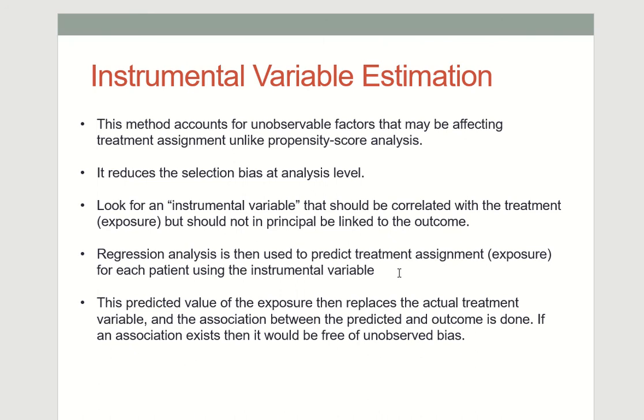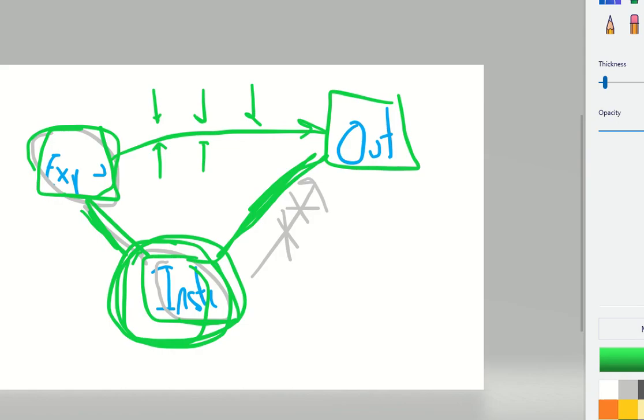Then the predicted value. So what we're going to do is use this instrumental variable to predict if a person is exposed or not. You use the predicted value of the exposure, then replace the actual treatment variable. So this predicted value of the exposure replaces the actual treatment, and the association between the predicted and outcome is free of bias. It should be okay. So what happened? Let me explain a little bit.